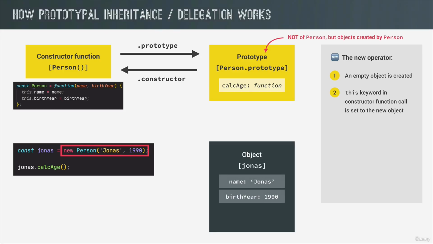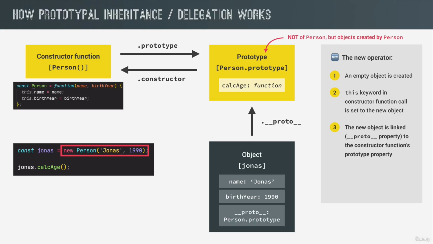So next comes the magical step. Now the new object is linked to the constructor function's prototype property. So in this case, Person.prototype. And this happens internally by adding the __proto__ property to the new object.